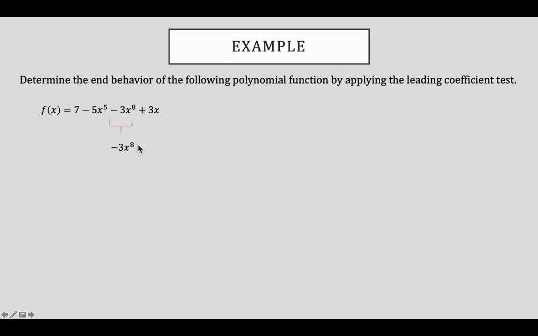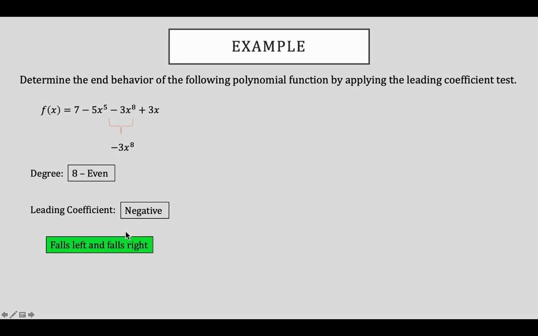This tells us that the degree of this polynomial is 8, and the leading coefficient, that's the constant multiple that comes in front of our highest power of x, is negative in this case. In this particular case, it is negative 3. So we have a degree of 8 that is an even degree, and we have a negative leading coefficient. If this is the case, even degree and negative leading coefficient, that means that our graph is going to fall to the left and fall to the right.